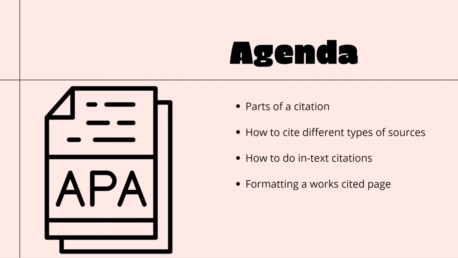Hi, today's lesson will cover how to cite in the American Psychological Association style following the rules of the 7th edition. APA citation style is most commonly used in the social sciences, but you could also be asked to cite in this style in any of your courses. This lesson will introduce you to the parts of a citation, explain how to cite different types of sources, explain how to do in-text citations, and create a works cited page following APA format.